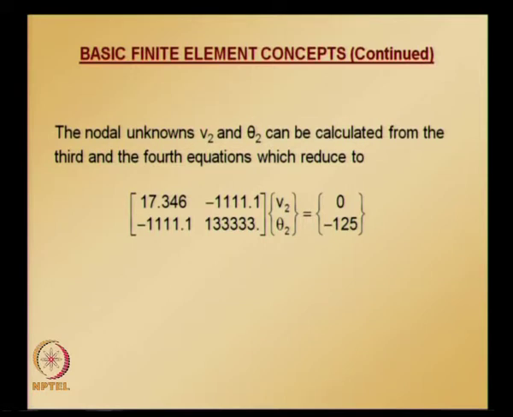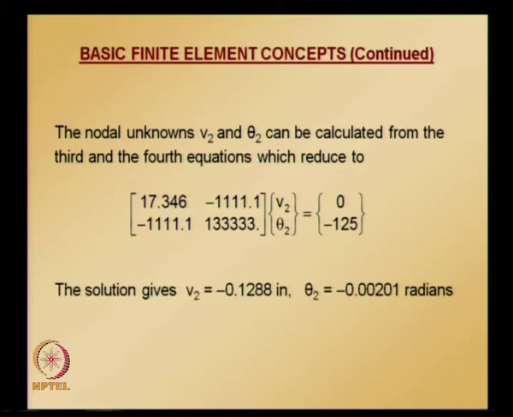We can solve it and get the values of V2 and theta 2, where V2 is the transverse displacement at node 2 and theta 2 is the rotation at node 2. Once we get these values, which are given here, we can go back to each element, that is the beam element and the spring element, and find the element quantities like the bending moment and shear force in the beam element, while the spring element will have only axial force. We can find the axial force in the spring element using these values.